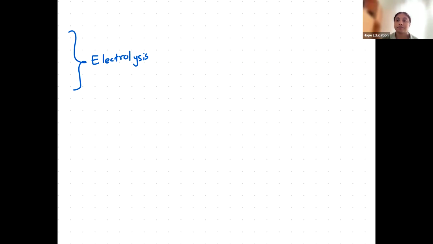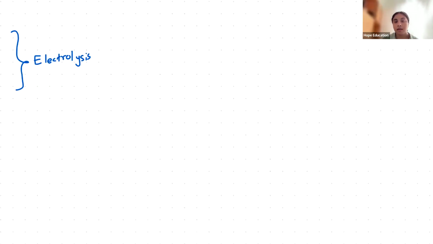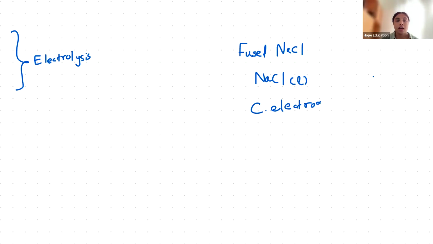Okay. Consider an electrochemical cell made using fused sodium chloride. Fused sodium chloride is just sodium chloride, no water, right? If there is water, it becomes aqueous sodium chloride. This is fused. Fused means molten. It's just sodium chloride. It is electrolyzed using carbon electrodes.